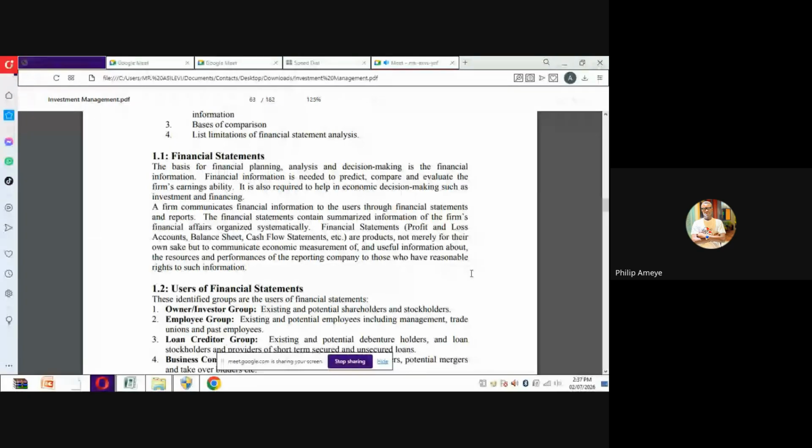Financial statements, in brackets, profit and loss account, balance sheet, cash flow statement, etc., are products not merely for their own sake, but to communicate economic measurement of and useful information about the resources and performance of the reporting company to those who have reasonable right to such information.